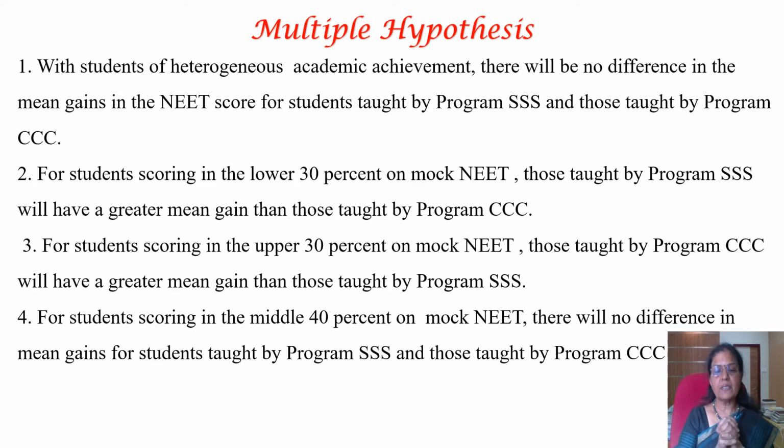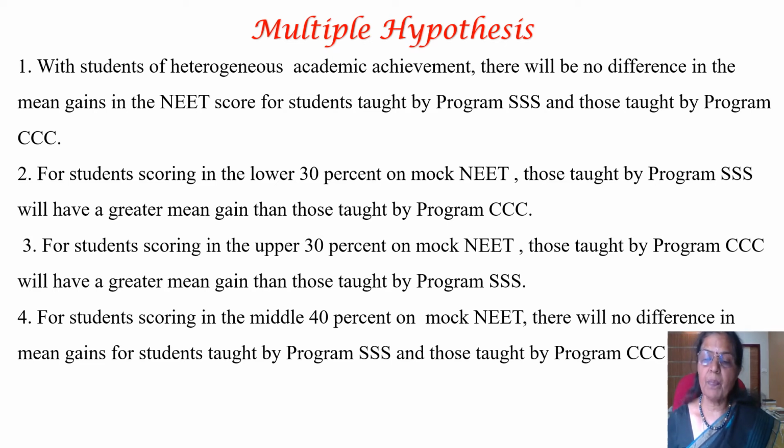And what is the third hypothesis? Say for students scoring in the upper 30% of the mock NET, those taught by program CCC will have greater mean gain than those taught by program SSS. Now this third hypothesis is talking about the students in the higher 30% rank, the upper 30%, who got the upper 30% on mock NET. So for them, the program CCC, that is the program by the coaching center, will be more effective, will give them more benefit. So that is what our third hypothesis states.